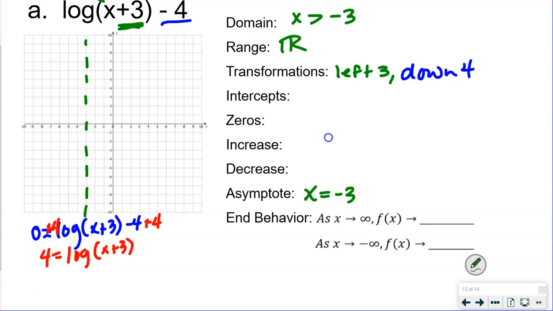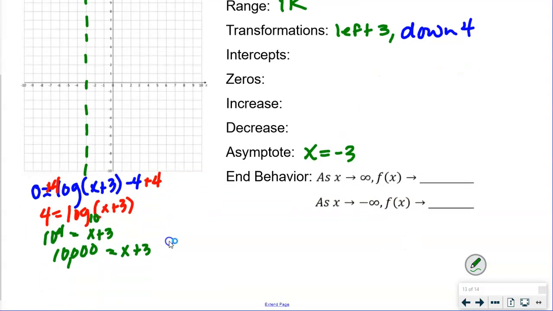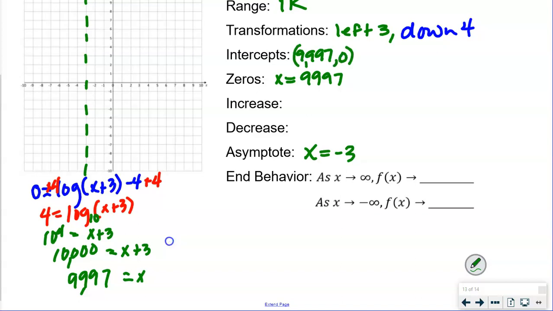Now remember, we have this base of 10 down here. So we can say 10 to the 4th is equal to x plus 3. That's going to be 10 with 4 zeros equals x plus 3. So this, our x-intercept, is going to be 9,997 equals x. So that's going to be our 0. X equals 9,997. It's also going to be our x-intercept. So we're going to say 9997, 0.